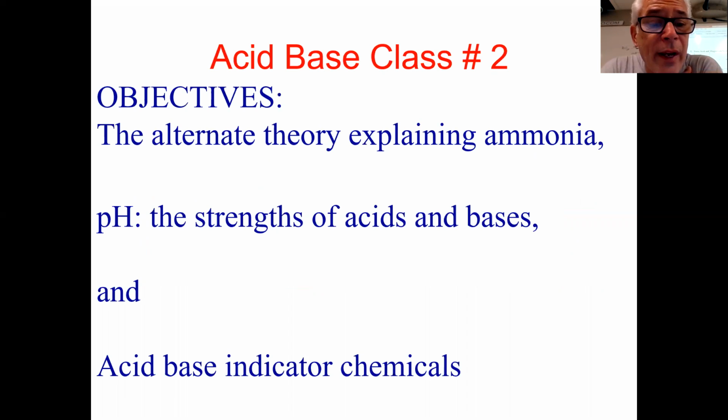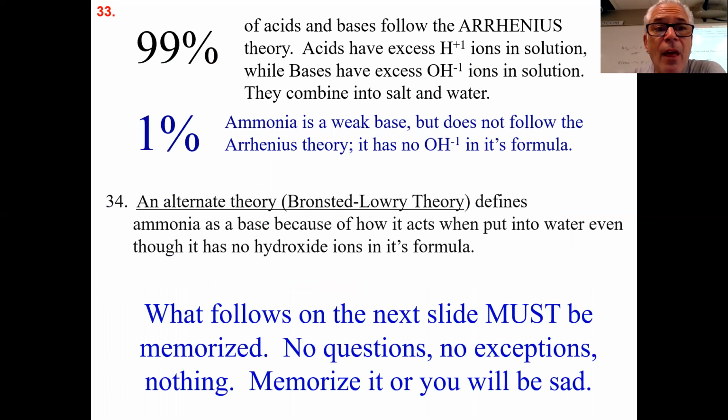Now, we're going to get through the alternate theory of explaining how ammonia is a base, and we're going to also do some more practice, but we're not going to get to the pH or the acid-base chemicals until tomorrow. All right, 99% of all acids and bases are Arrhenius acids or Arrhenius bases. They have hydrogen ions or they have hydroxide ions to be acid or base, and when they combine, they form salt and water. But ammonia is a weak base, and it does not follow the Arrhenius theory.